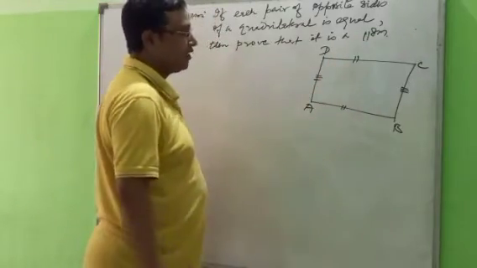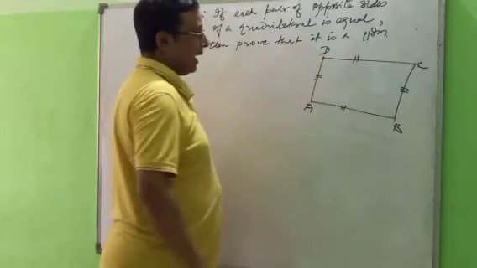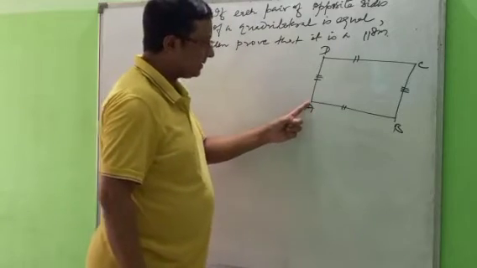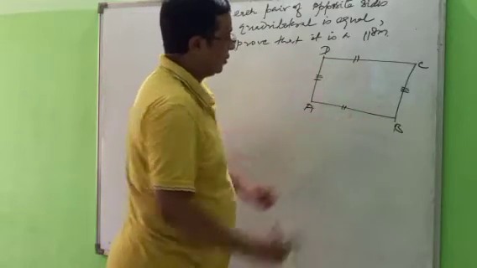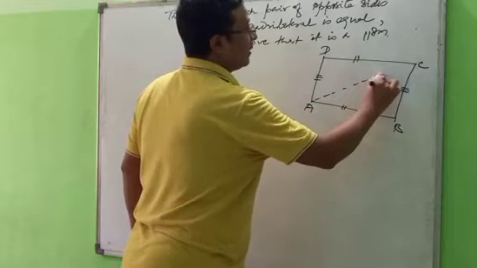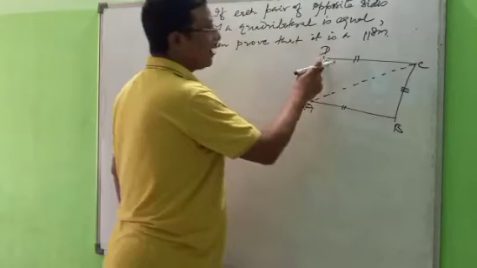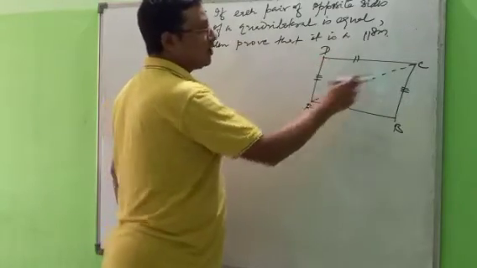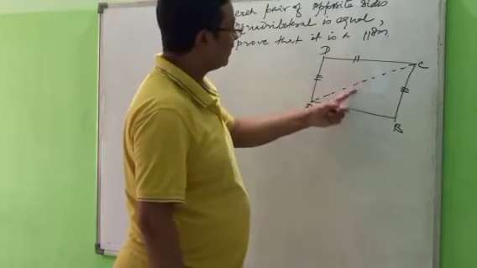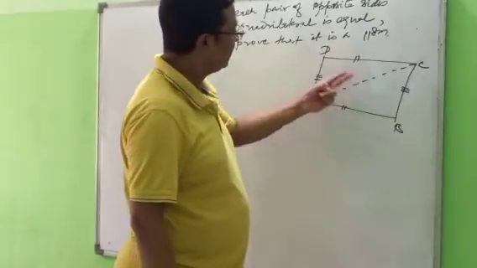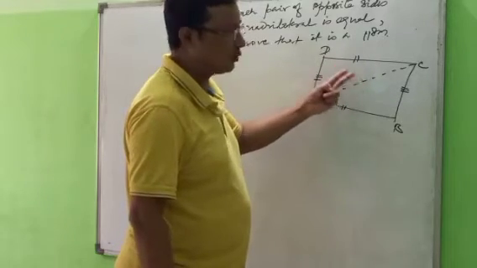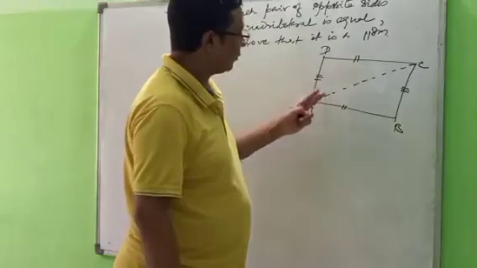For this we can join any one diagonal. Either you join A to C, and you will get the diagonal AC, or you join B to D. So let us join A and C. This is the construction part. Now here we will make the triangles congruent, and then by making the triangles congruent, we will take their corresponding parts.